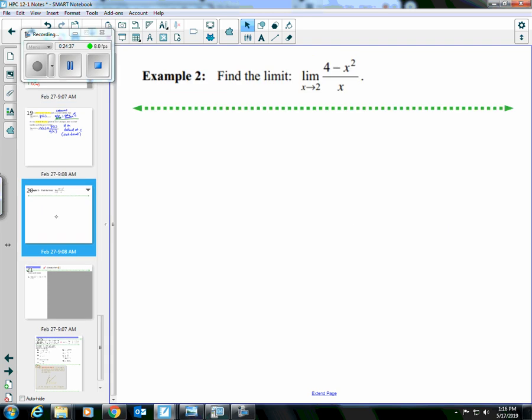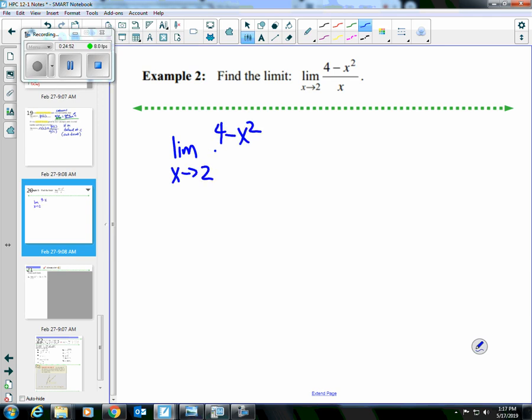All right, so we're going to try a couple more of those so we can do some of the rational function ones. So let's take a look at this one, for example 2. So you have a rational function. It's a ratio of two polynomials. We want to look at the limit as x approaches 2. So we're actually going to see what we can do with direct substitution. Then we're going to take a peek at the graph.